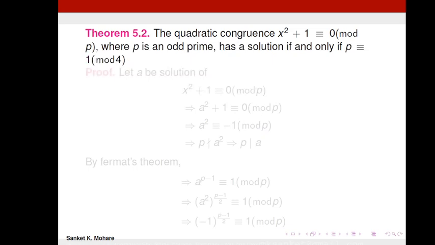Now the next theorem, number 5.2. The quadratic congruence x square plus 1 congruent to 0 modulo p, where p is an odd prime, has a solution if and only if p is congruent to 1 modulo 4. This is a quadratic congruence as its degree is 2. So this quadratic congruence x square congruent to minus 1 modulo p, where p is an odd prime, has a solution if and only if the prime p is congruent to 1 modulo 4.